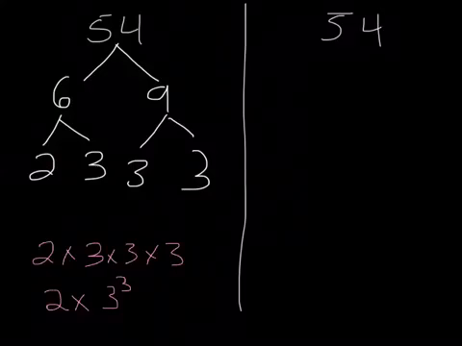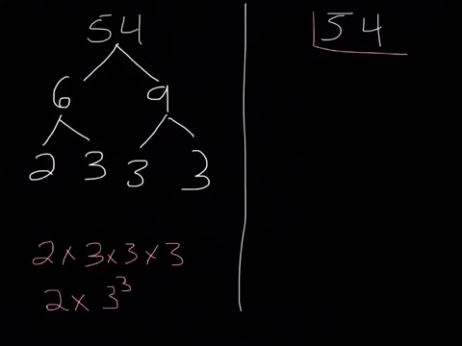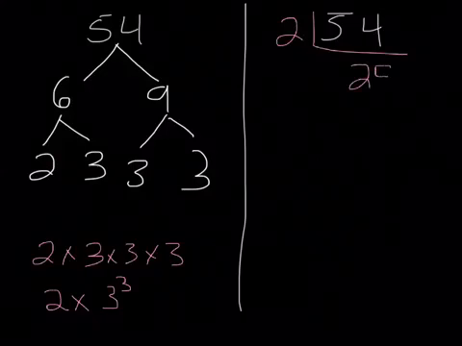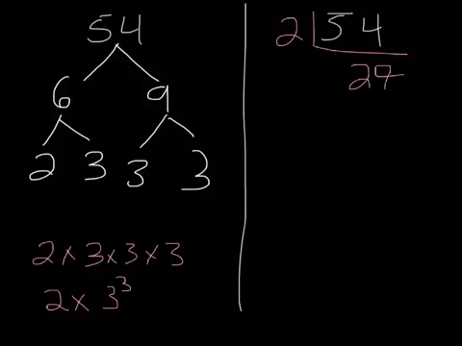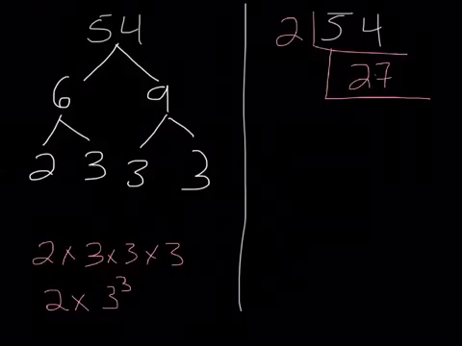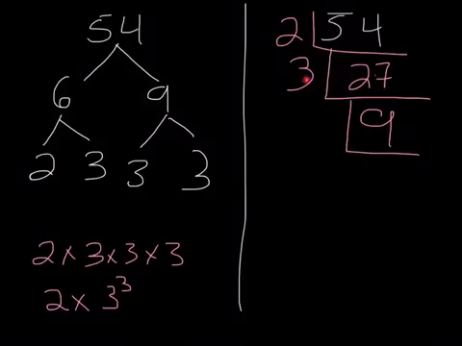Now let's see what that would look like as a ladder diagram. So I start with 54. I'm noticing that 4 is an even number, so I know because of divisibility rules that I can divide it by 2. And 54 divided by 2 is 27. Sorry, that's not a very good 27. Let's see if we can fix it. Let's make that a little bit better. It's 27. And I know my math facts, so I know that 9 times 3 is 27, so I'm going to use a 3. Then I'm going to get a 9 here, because 27 divided by 3 is 9.